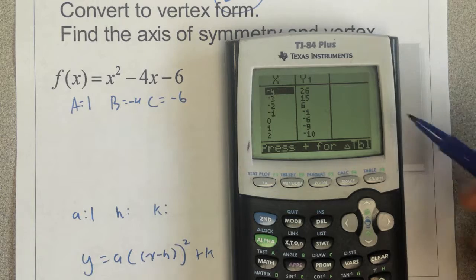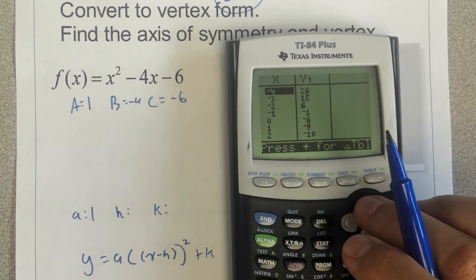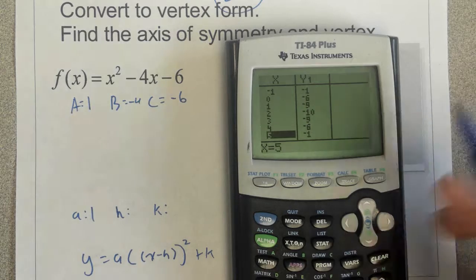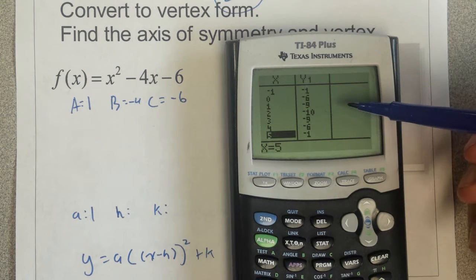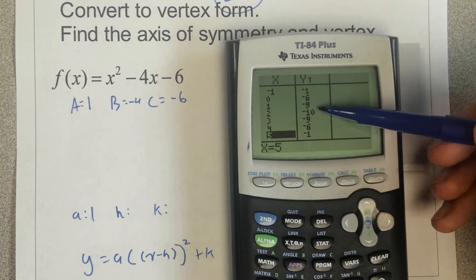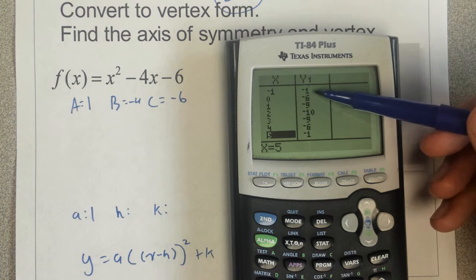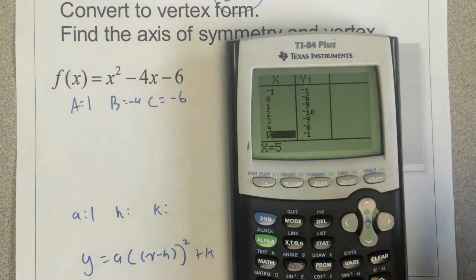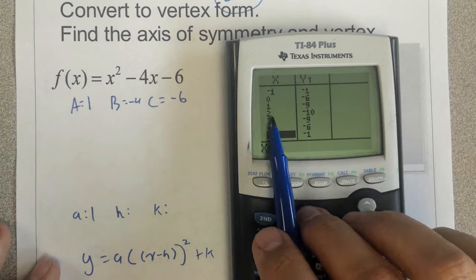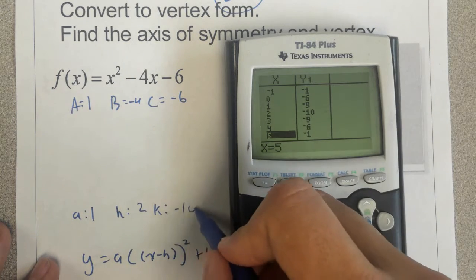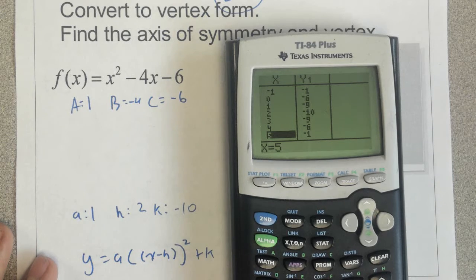We are going to find my vertex, and I put the vertex in the center of my screen. Do you see how my numbers repeat? -9, -9, -6, -6, -1, -1. You see that number in the middle? That's my vertex. That means my h is 2 and my k is -10. We simply get that from the calculator.